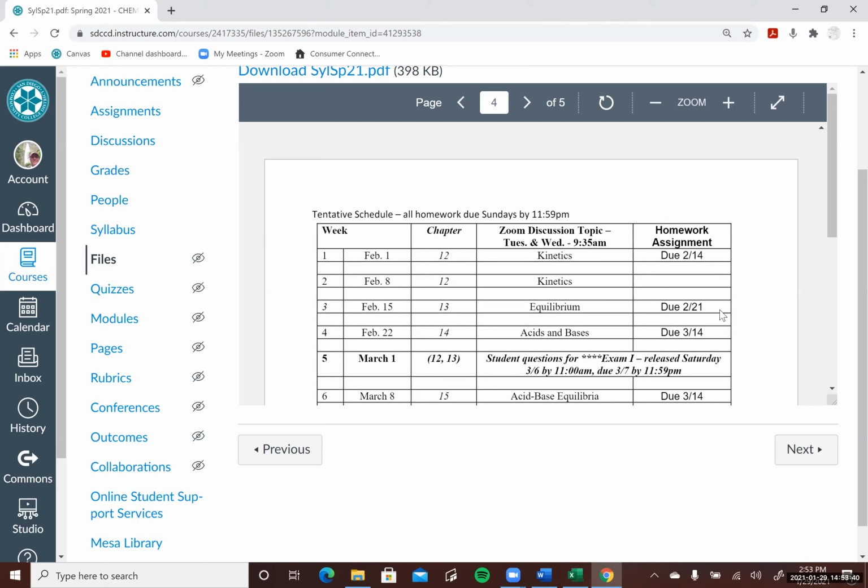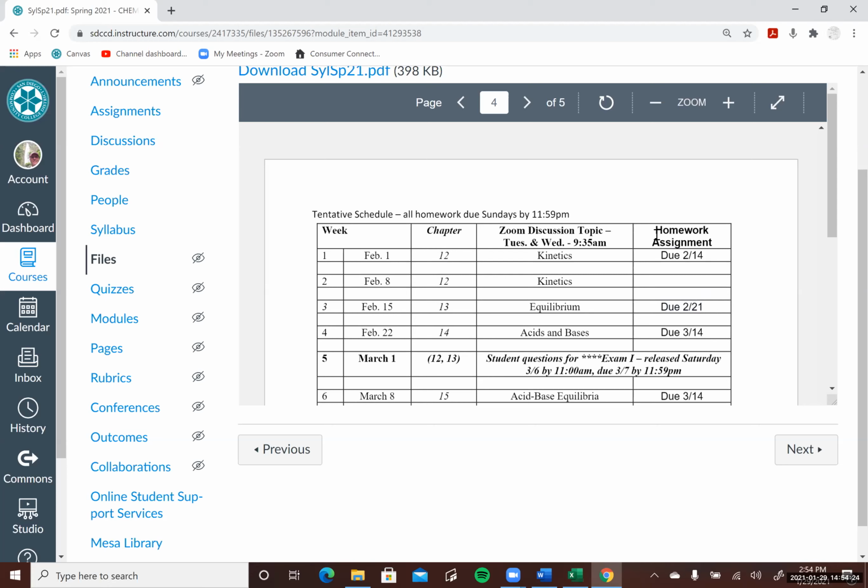So here is the schedule that we're going to try to stick to during this semester. That week of February 1st, you should be mostly concerned with kinetics, and also the next week, starting on the 8th, kinetics. And when we have our Zoom discussions on Tuesdays and Wednesdays, starting at 9:35, that's mainly the topic that we're going to be looking at. Not that you can't ask questions on anything else, including lab. That first chapter 12 in the Zumdahl textbook deals with kinetics, and your kinetics homework is going to be due on February 14th. February 21st, the equilibrium is going to be due.